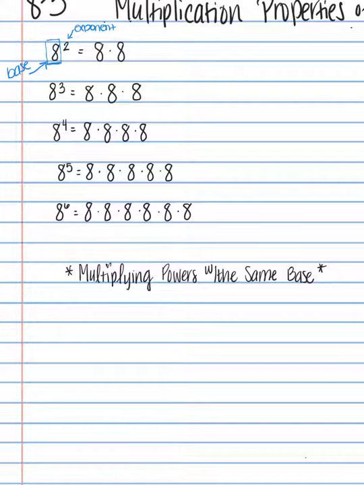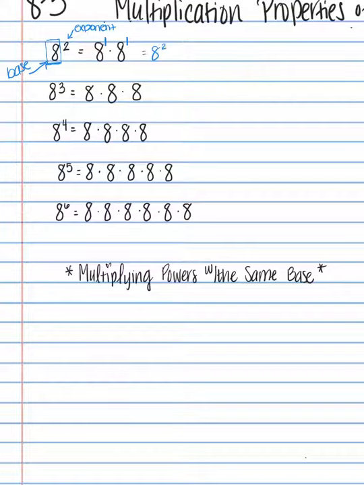Now, the other thing to think about is this is the same as 8 to the first power, right? Because anything to the first power is itself. So what do you notice about when I multiply 8 to the first power by 8 to the first power? Well, I get 8 to the second power. Okay, let's look down here.